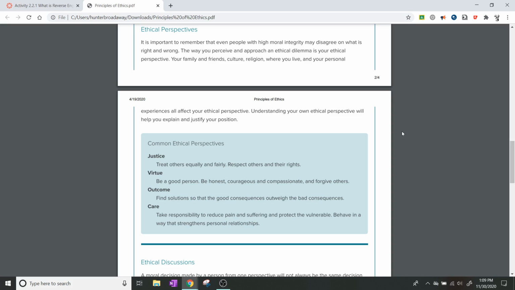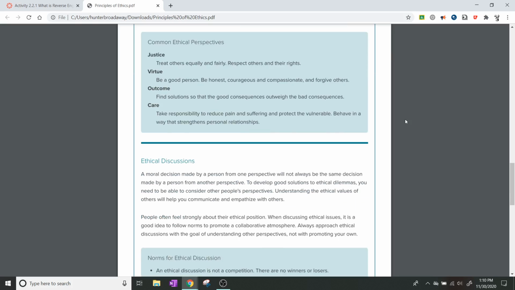And the last one is the ability to care, and that's taking responsibility to reduce pain and suffering and to protect the vulnerable. All of these are different ways to try to come up with a solution to your ethical crisis or your ethical dilemma.